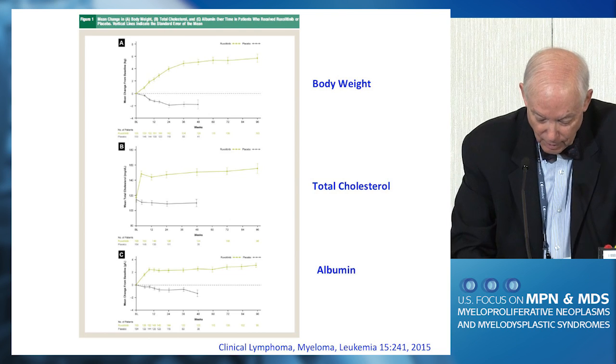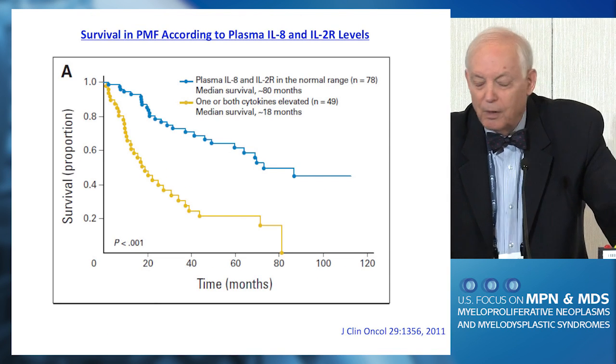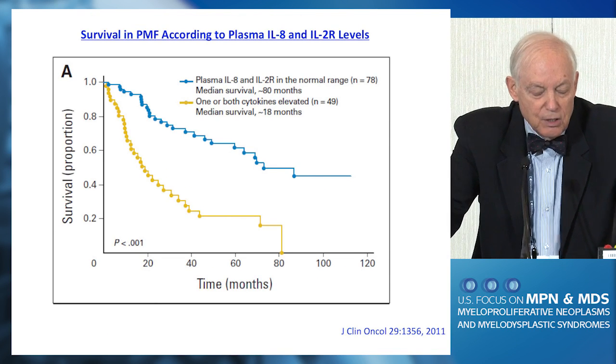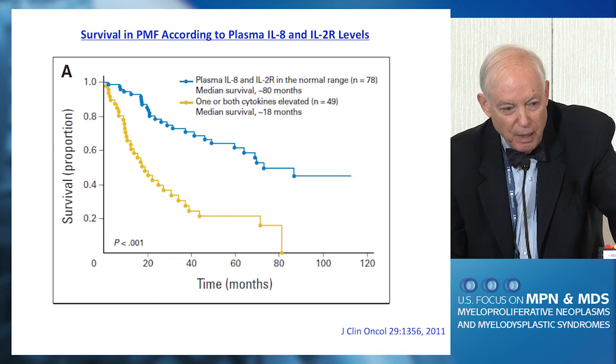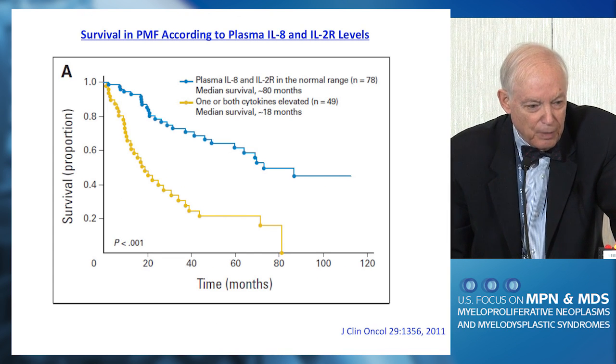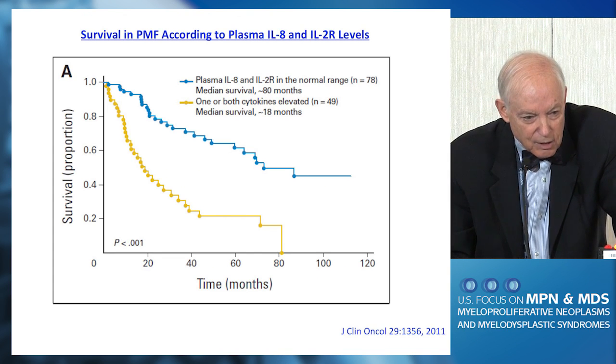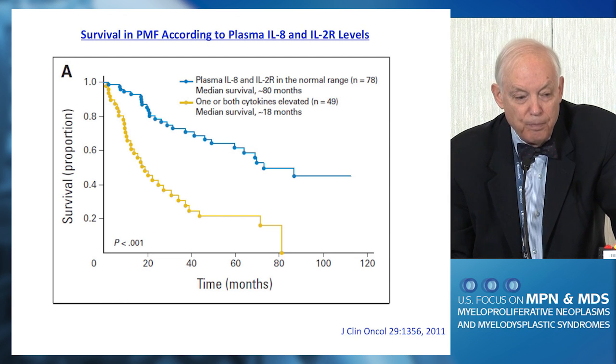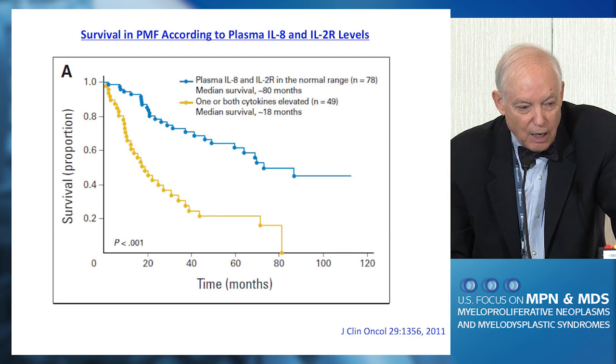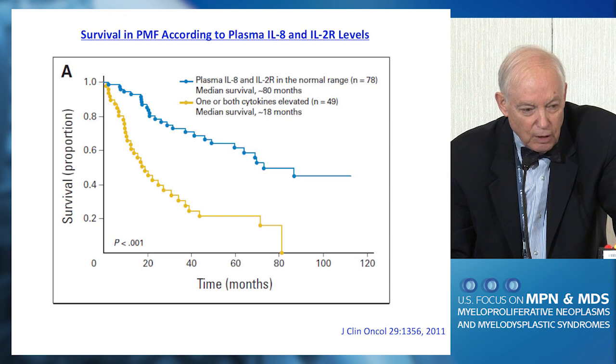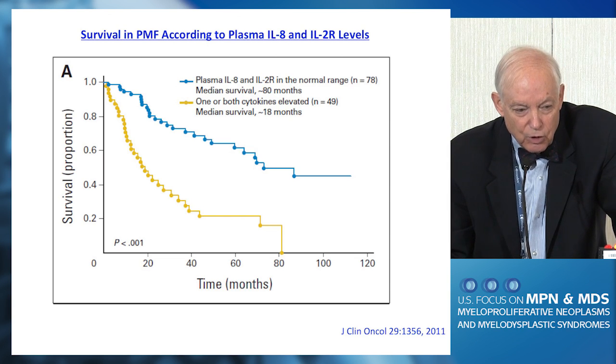So now, if you have increased inflammatory cytokines, what happens to the patient? Well, this slide from the Mayo Clinic, looking at just two cytokines, IL-8 and IL-2R. And this is time and this is survival. And if you look here, you'll see that this is survival of people who don't have these two cytokine levels elevated, and here are patients who do.